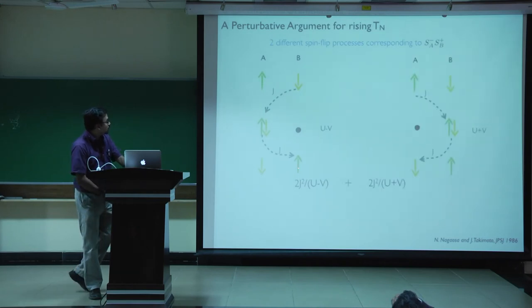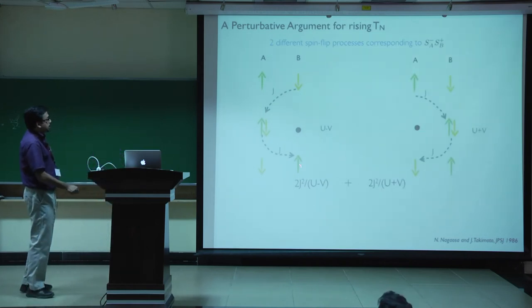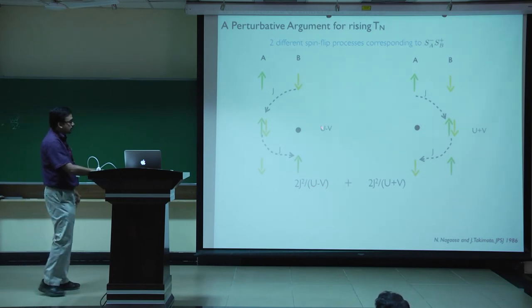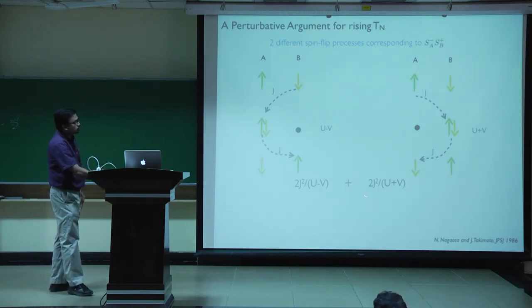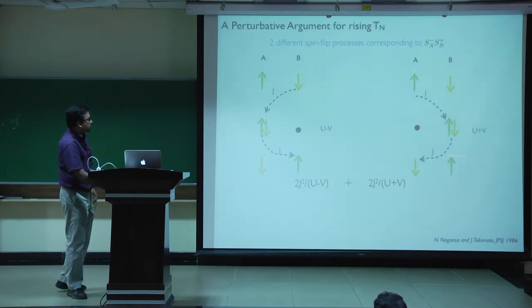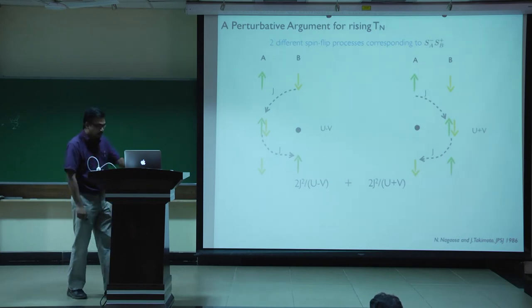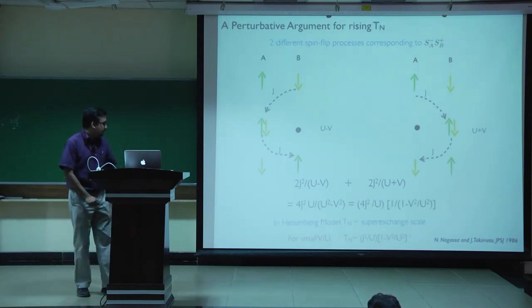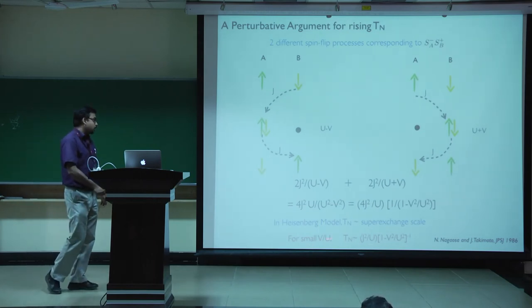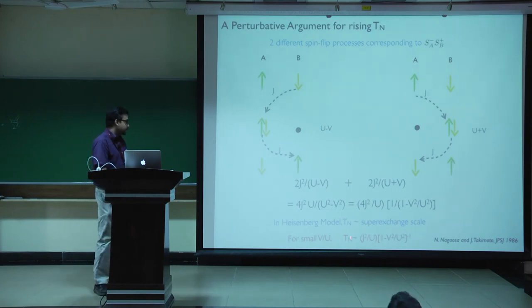The way to simply understand it is the following. If I am doing a spin flip process, I can go from B to A and come back. This will give me 2J squared over U minus V, because this is U minus V. It will give me 2J squared over U plus V if the double occupancy is on the B sublattice. As you can see, both of them lead to the same spin flip. So if you add them together, you get the Heisenberg model with this new super exchange scale. And for small V over U, since you are still in the projected subspace, your Néel temperature will again go up with the super exchange scale.